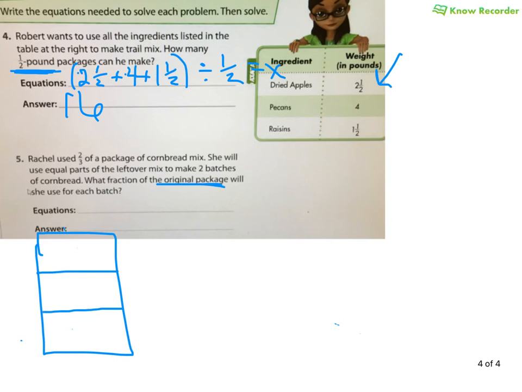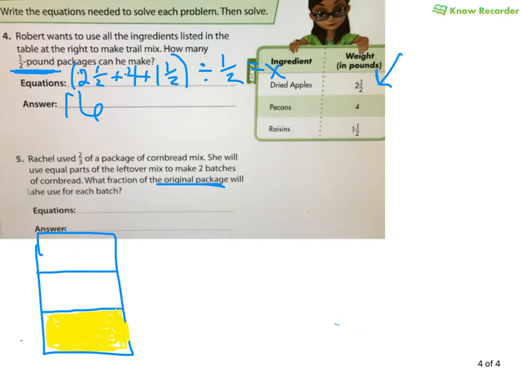Well, if she used 2/3, that means she has 1/3 left over. Let me fill in 1/3. There I go. That's left over. Now, have I done any math yet? Yes, because thinking is also math. Have I done any computation? No. I know that it says she's going to use equal parts, so I can divide, because it's equal, of the leftover mix to make 2 batches.